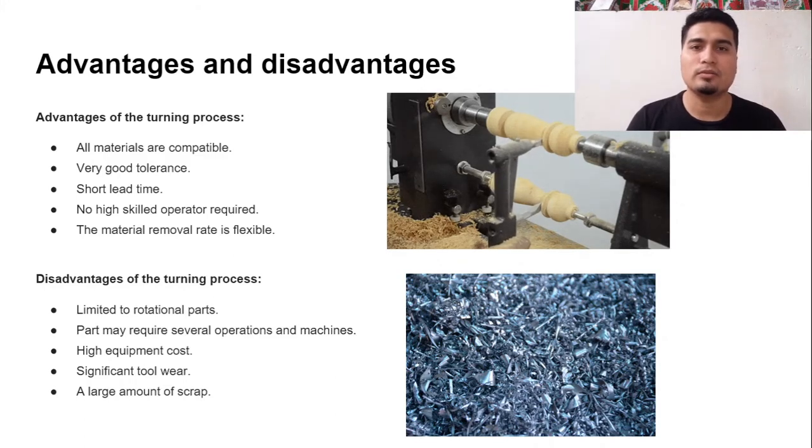And now let's see the disadvantages of the turning process. Limited to rotational parts, parts may require several operations and machines, high equipment cost, significant tool wear, and a large amount of scrap. So in the image we can see the waste when we are working a piece. This is a disadvantage that generates problems, but well, it's a disadvantage of all machining processes.